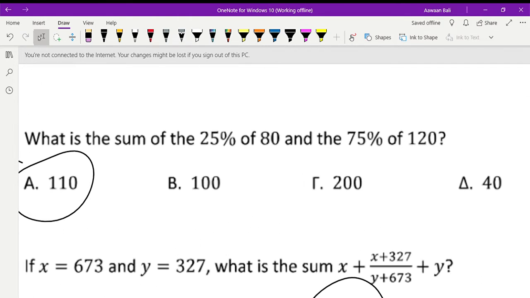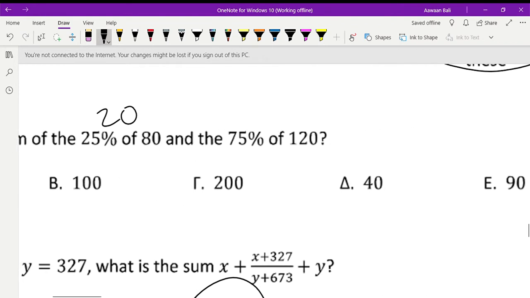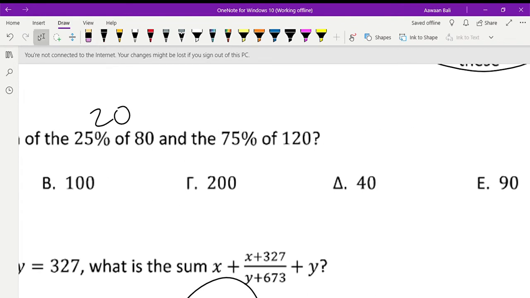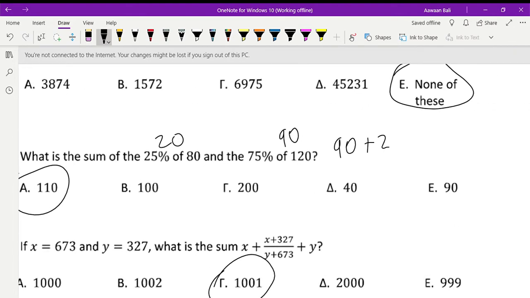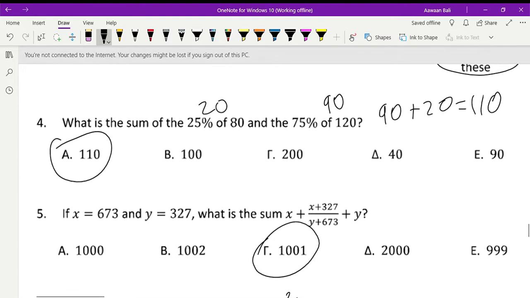Okay, so first we need to find the values of these percentages. 25% is normally a quarter, so a quarter of 80 is 20, since 80 divided by 4 is 20. And now basically 75% is 25% times 3, so 120 divided by 4 is 30, times 3, 90. So the sum is 90 plus 20, it's 110. So therefore the answer is alpha, 110.